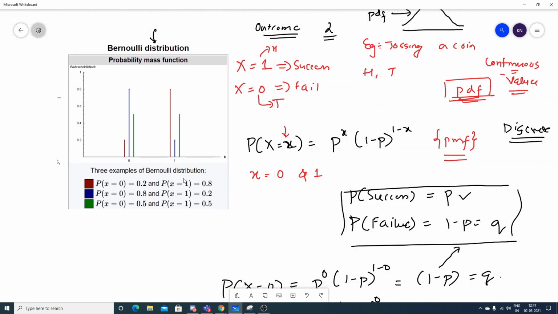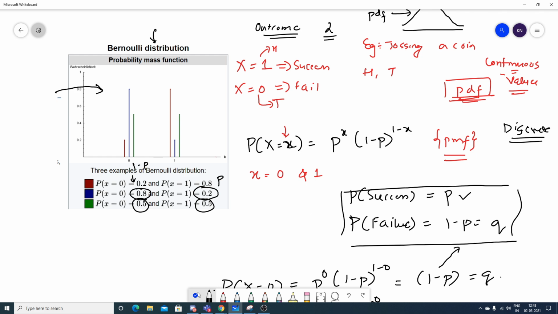That is the reason why you see in this diagram three examples of Bernoulli distribution. Suppose the probability of x equal to 0 is 0.2, then the probability of x equal to 1 is 0.8, where x is a random variable, right? Similarly, over here you have 0.8 and 0.2, and 0.5 and 0.5. Various examples that you will be seeing, and usually the probability mass function looks like this, right? You have your x values on the x-axis and your probability values on the y-axis. Pretty much simple, pretty much easy.